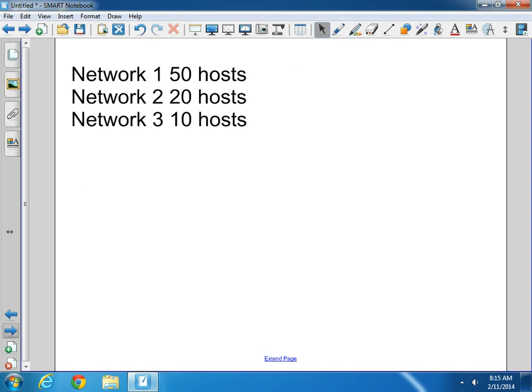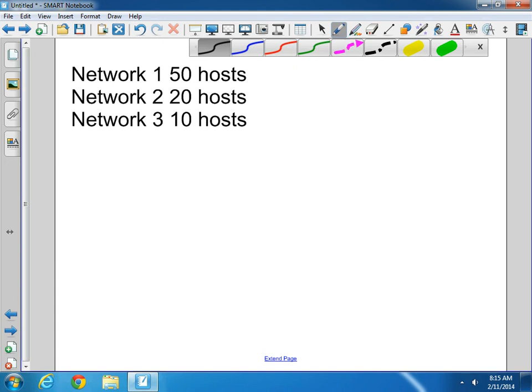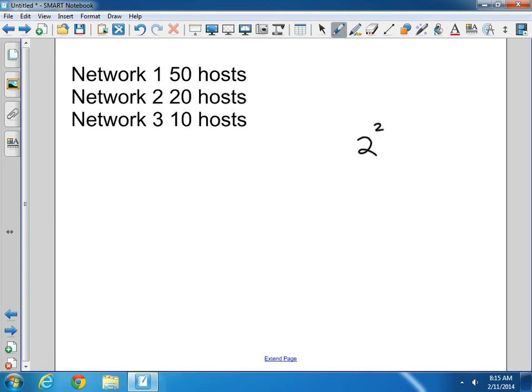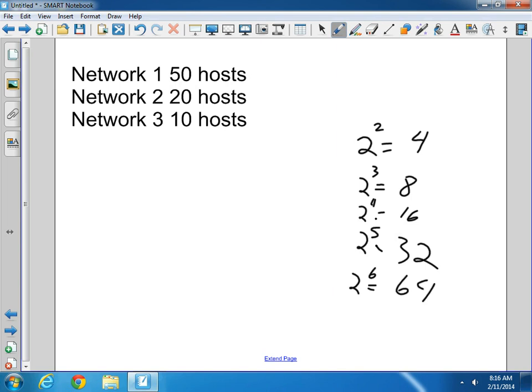So first thing, we're going to look at a network that needs 50 hosts, 20 hosts, and 10. First question is, how many zeros do you need? 2 to the second power, 2 to the third power, 2 to the fourth power, 2 to the fifth power. Are we there yet? 2 to the sixth power. So how many zeros do we need? Write down 6 zeros.